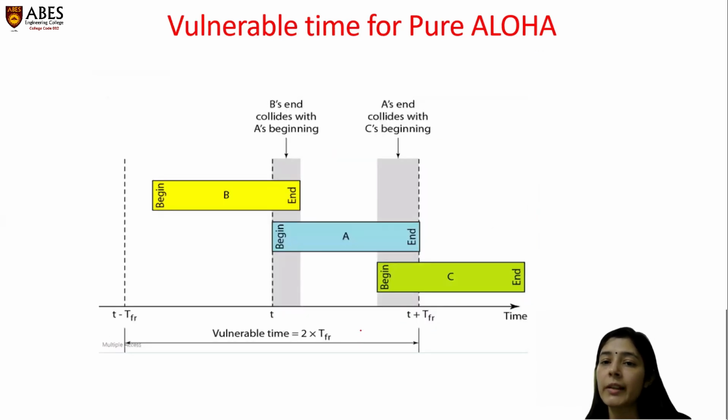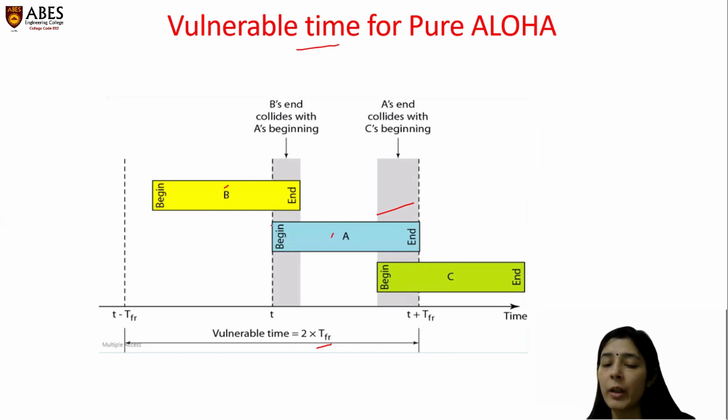Now, we will discuss the vulnerable time for the pure Aloha protocol. Vulnerable time is the time during which there is the possibility of collision. Here we can see we have three stations: station A, station B, and station C.